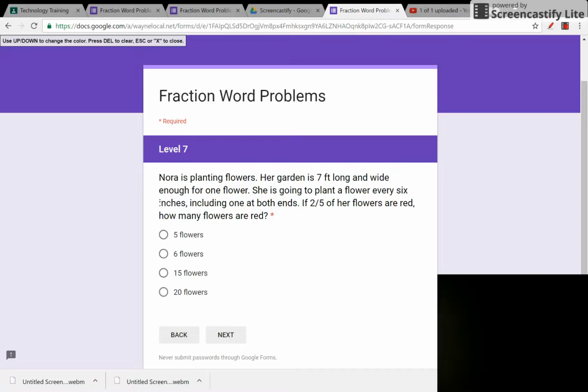Nora's planting flowers. Her garden's 7 feet long and wide enough for one flower. She's going to plant a flower every 6 inches, including one at both ends. If 2/5 of her flowers are red, how many are red?